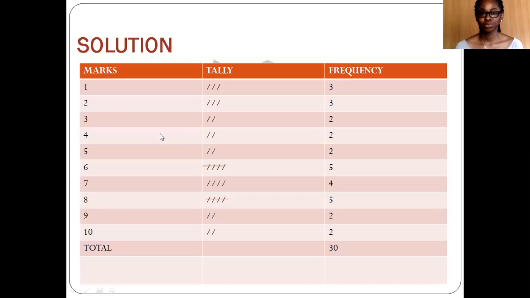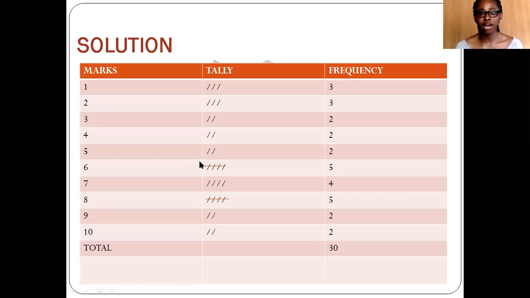The following data shows the test marks. So some students have sat for a test, and these are their scores. We want to know how many students scored 1. How many students got 1? We have 3 students in our frequency table. Then in our tally, you just put strokes: 1, 2, 3. 3 strokes. So we present 3 students that scored 1.